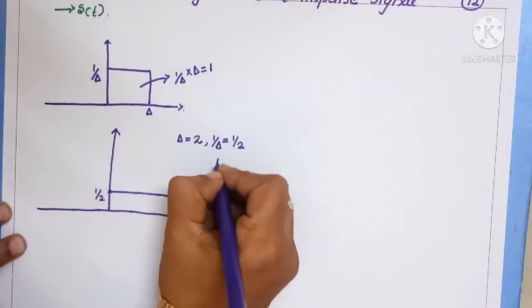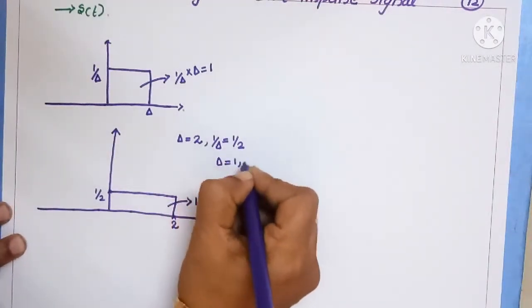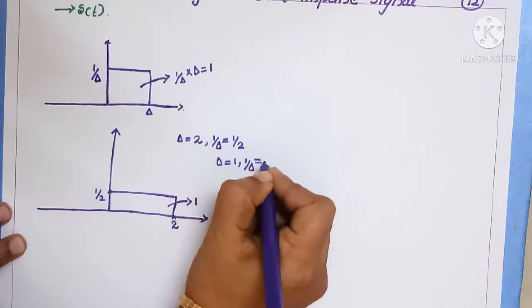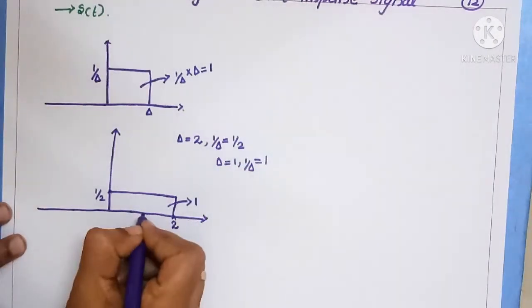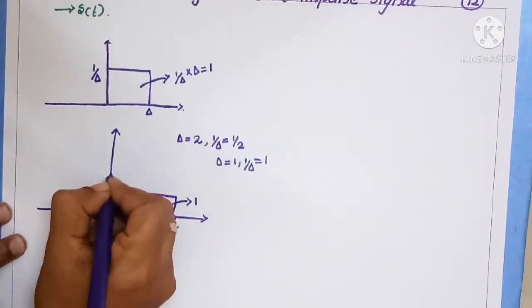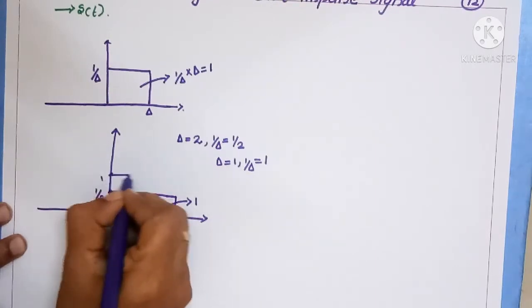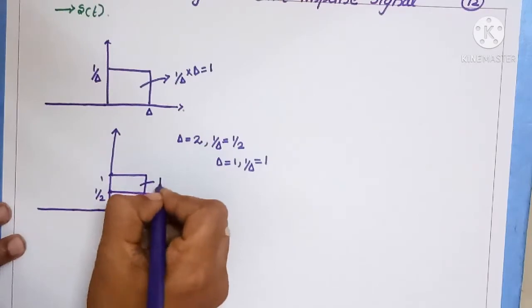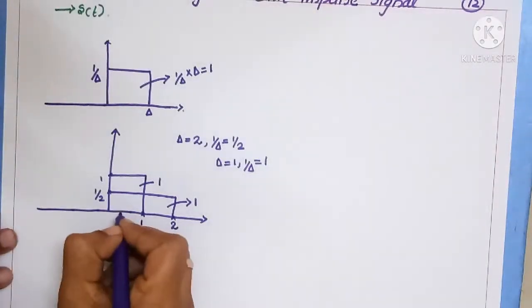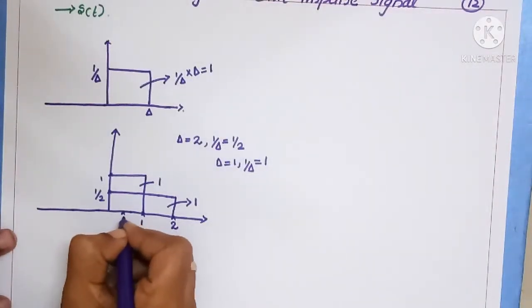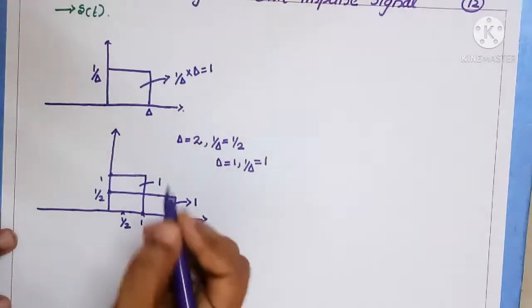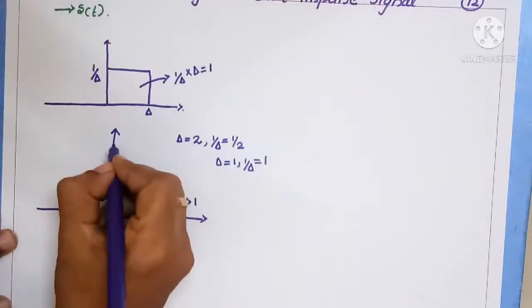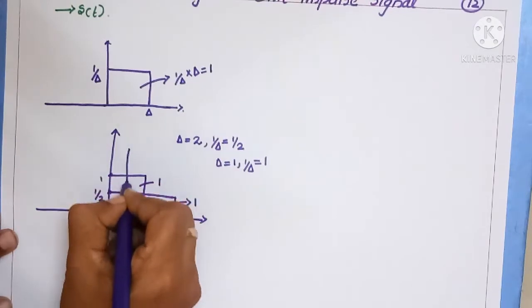Then we reduce the delta value. We take delta equal to 1. Then 1 by delta also becomes 1. So here we mark 1 and here also 1, and we draw it like this. The area of this rectangular pulse is 1. Next we consider another point, delta equal to 1 by 2. Then the value of 1 by delta becomes 2.